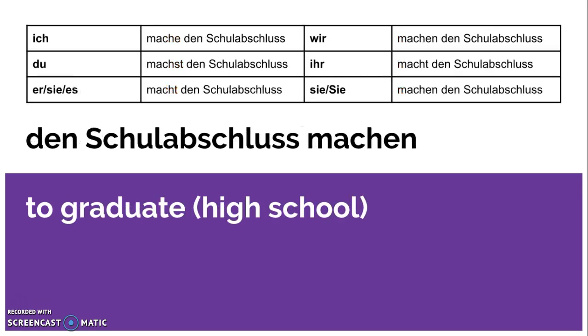Our next one, den Schulabschluss machen, meaning to graduate, specifically from high school. For this, we're just conjugating machen. So we say, ich mache den Schulabschluss, du machst den Schulabschluss, er/sie/es macht den Schulabschluss, wir machen den Schulabschluss, ihr macht den Schulabschluss, und sie machen den Schulabschluss.